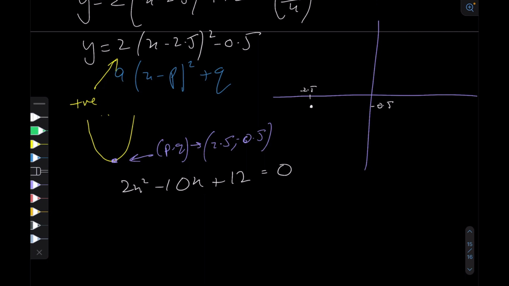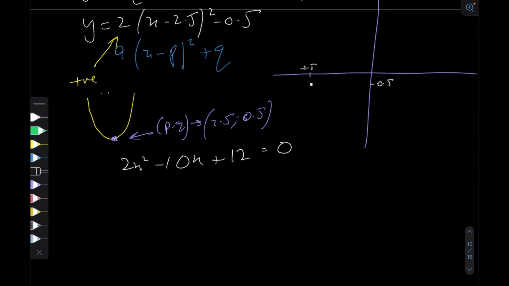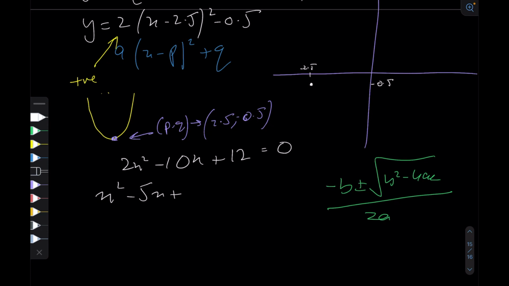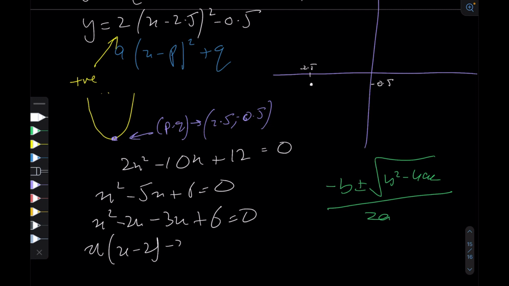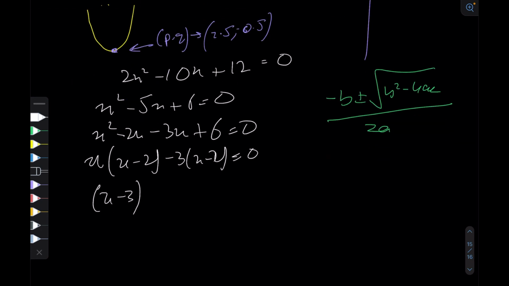Now this is something that you already know from before, how to solve this. There are a couple of ways: you can do middle term break, or you can complete the square, or you could simply apply the quadratic formula, minus b plus or minus the square root of b squared minus 4ac, over 2a. Here I notice that I can take the 2 out and I can middle term break this. So x squared minus 2x minus 3x plus 6, x times (x minus 2) minus 3 times (x minus 2) equals 0, and so I get (x minus 3)(x minus 2). What I've done is I've factorized this quadratic.